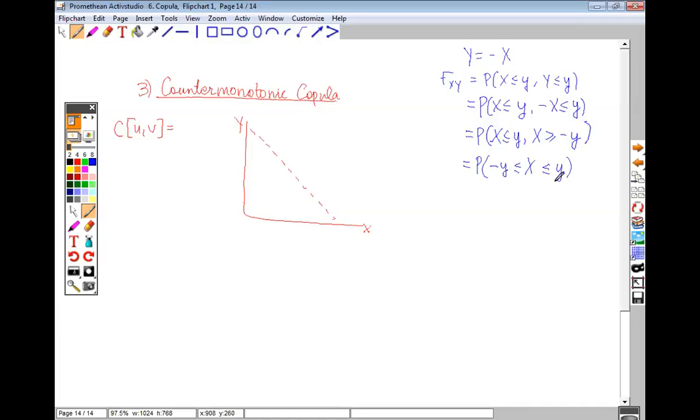Okay. So there was a big mistake. This shouldn't be y. My x should be less than x.